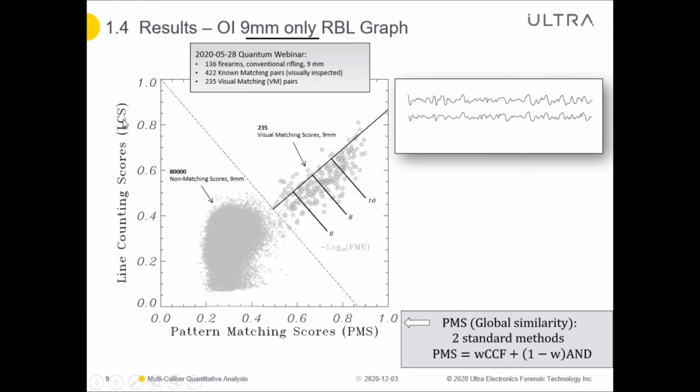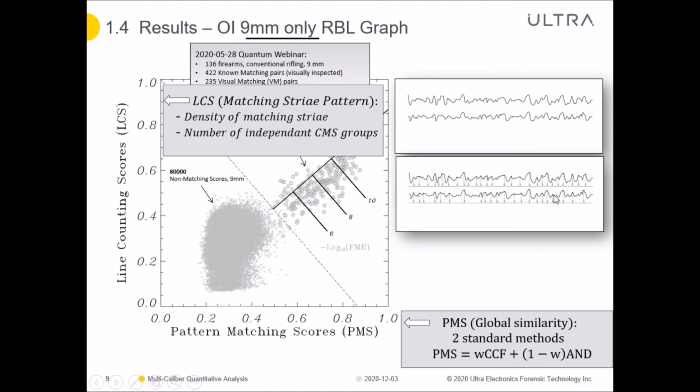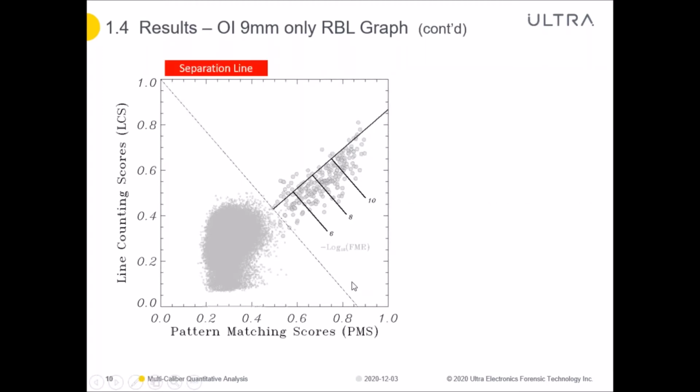On the vertical axis, we have the line counting score. That is looking at those fine lines that we call stria. The line counting score is looking at the matching stria pattern. It depends on two variables: the density of those matching stria, and the number of independent groups of consecutive matching stria. We are actually combining two schools of thinking, or two philosophies, line counting and pattern matching, on the same RBL graph. The RBL graph provides a separation line as well. It actually splits between non-match and visual match.